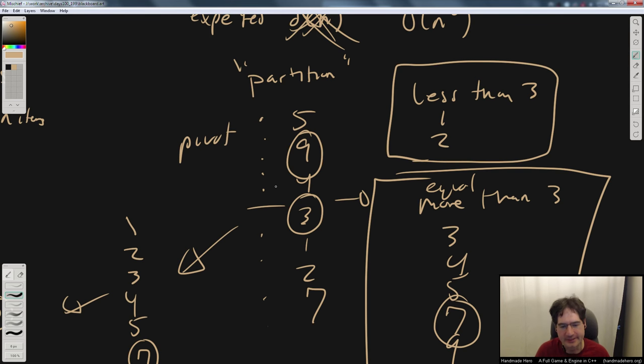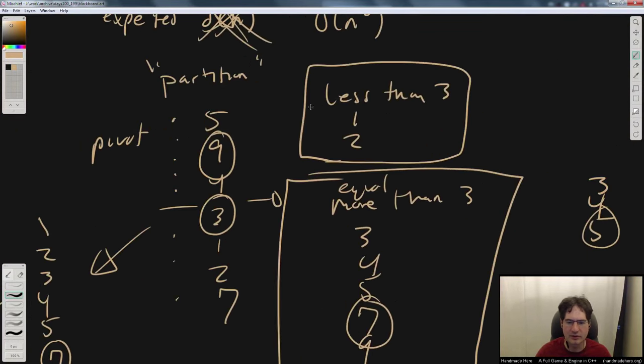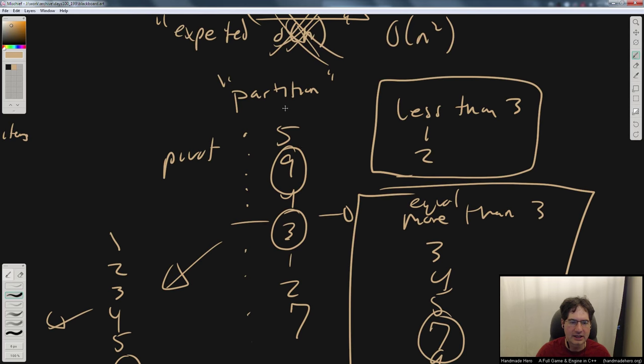Which is pretty good. So that is quicksort. And that is an example, the reason that I decided to describe it here, even though I don't think I've ever written or cared about quicksort myself.